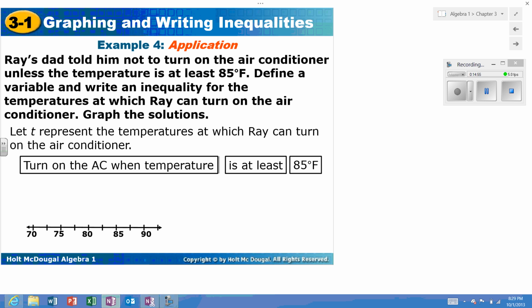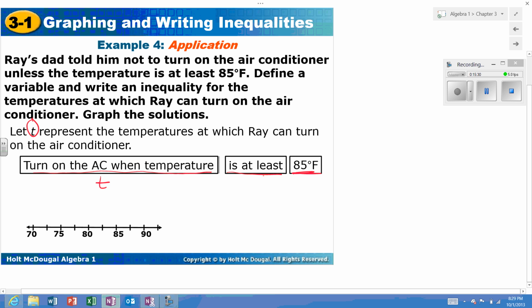So we know that we get yelled at sometimes when we turn on the air conditioner because our parents want to save money and electricity. So Ray is being told that he can't turn on the air conditioning unless it is 85 degrees or hotter. So we're going to let T represent the temperature at which we can turn on the air conditioning. And so our verbal model says that we can turn on the air conditioning when the temperature is at least 85 degrees Fahrenheit. Well, we already said that we're going to let T represent the temperature. So we're going to plug in T there.